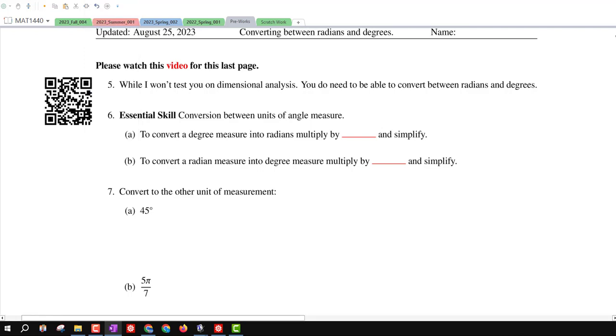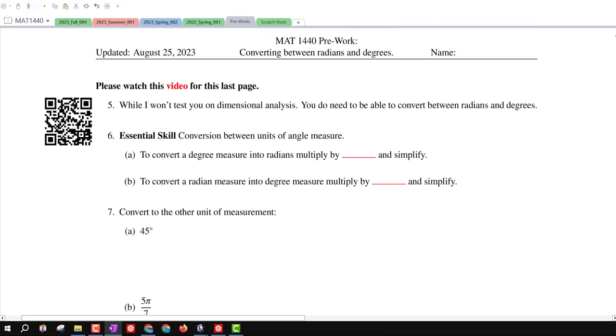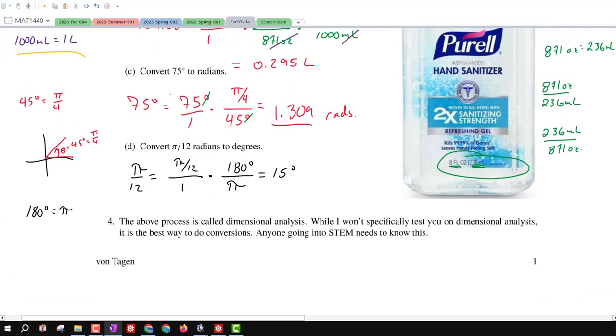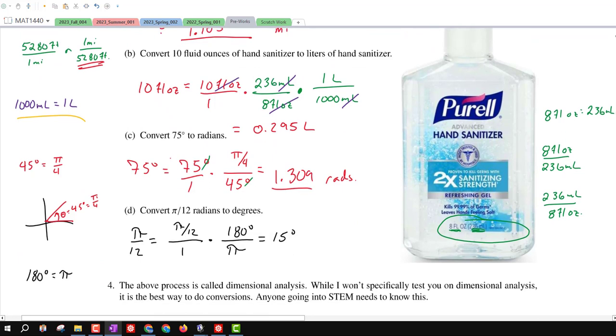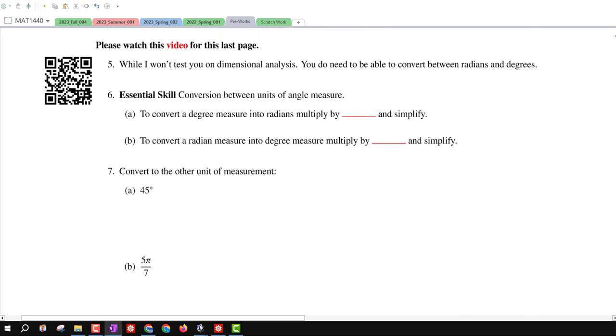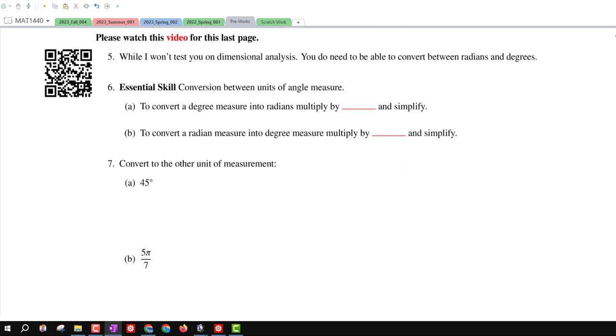So folks, in the previous videos I looked at dimensional analysis with you, and that should give you a sense as to where these formulas are coming from. And I do think that it's important that this not seem like just some mystical conversion formula that you do, and instead go back to the examples in dimensional analysis that we looked at before. But I'm not going to specifically test you on dimensional analysis, but you still need to be able to convert between radians and degrees whenever you need to.